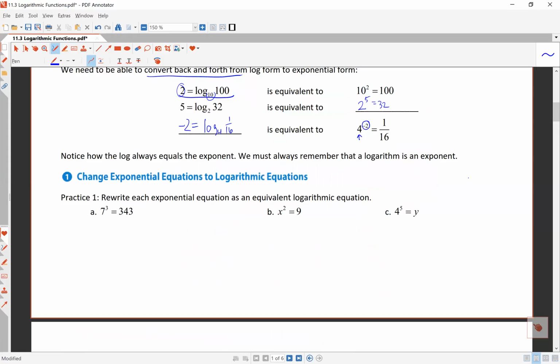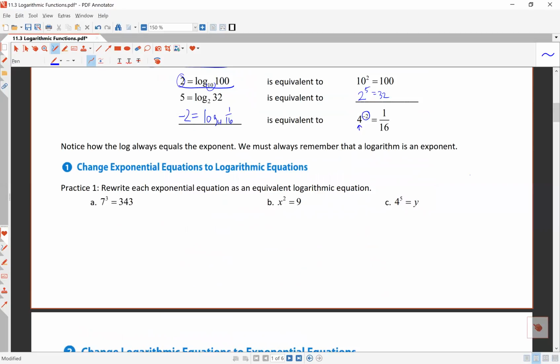So how do we change back and forth then? Practice 1. Rewrite each exponential equation as an equivalent logarithmic equation. So we have the two statements that x equals a to the y is equivalent to y equals log base a of x. The y is the exponent, and it always equals the log. We're taking exponential and writing into log form.